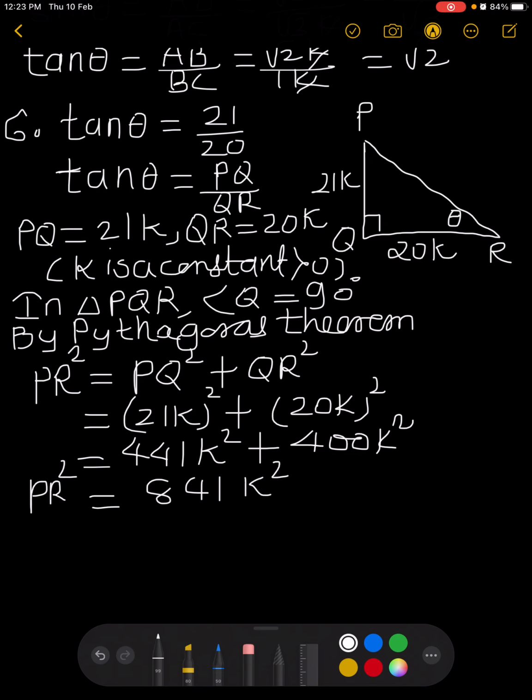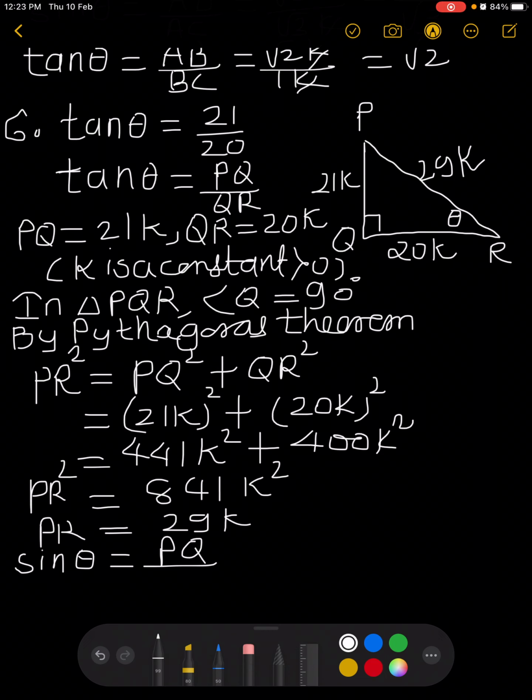Let us take the square root: PR square becomes PR, and we get 29K. After getting the hypotenuse 29K, the two ratios like sin theta we can easily obtain by writing PQ, the opposite side, over hypotenuse PR. 21K upon 29K, cancel K, 21 upon 29.